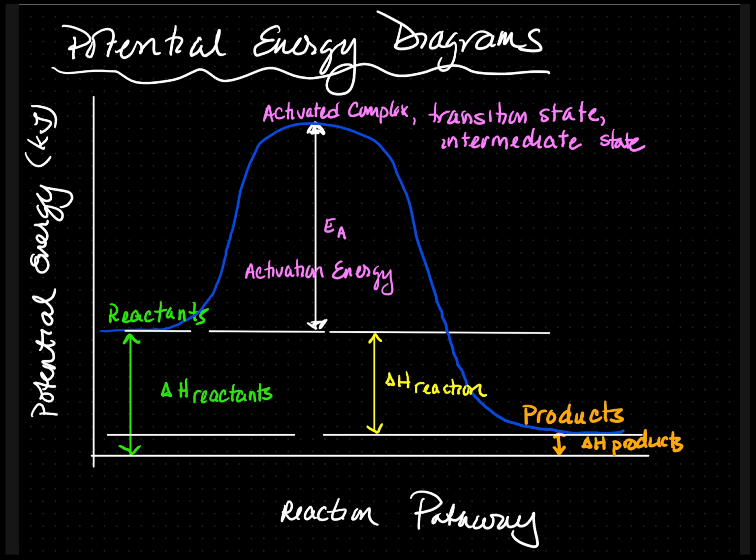Potential energy diagrams show the change in potential energy of a system as reactants are converted to products. So the vertical axis is potential energy using kilojoules. The horizontal axis is either reaction pathway, reaction coordinate, or time.